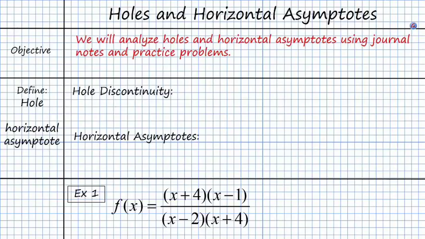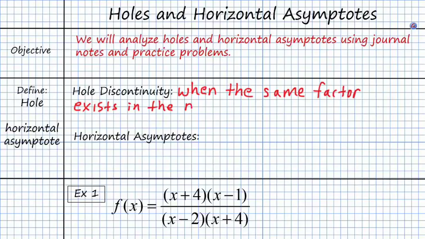So a hole, or a hole discontinuity, occurs when the same factor exists on the top and bottom, or the numerator and denominator. So it's when the same factor exists in the numerator and the denominator.